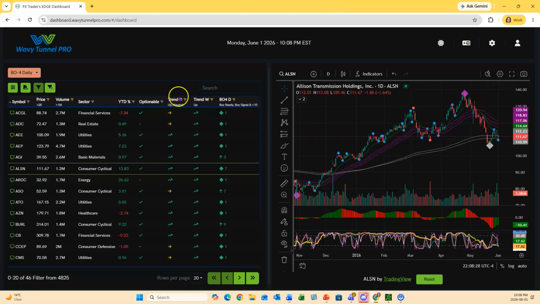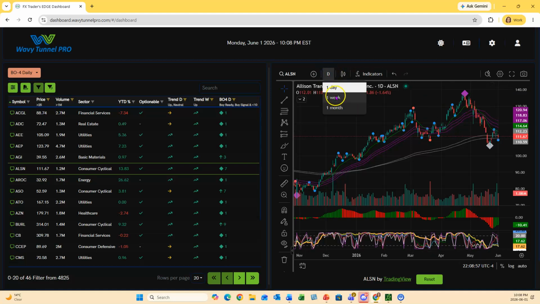By the way, the trend daily up and neutral just means that when the wave is above the tunnel, we're in an uptrend. If the wave somehow is touching the tunnel down at this part of the price action, then we're going to see the yellow horizontal arrow. It means that the wave is in the tunnel. It means it's neutral. So ideally, we want to see the wave above the tunnel on the daily chart.